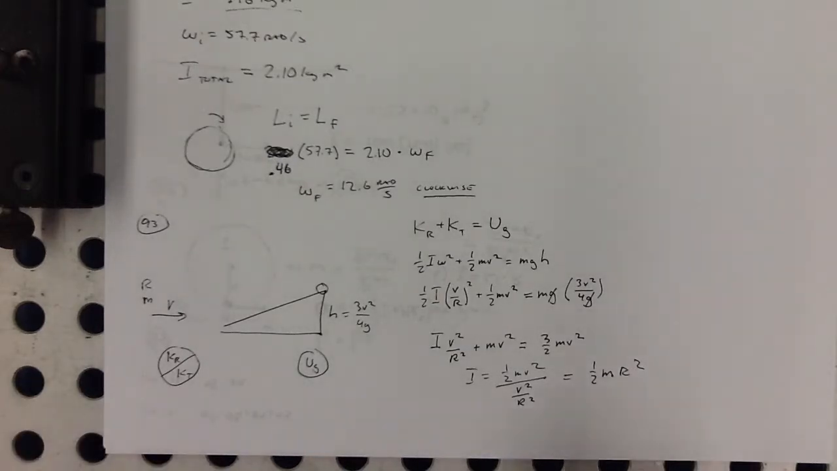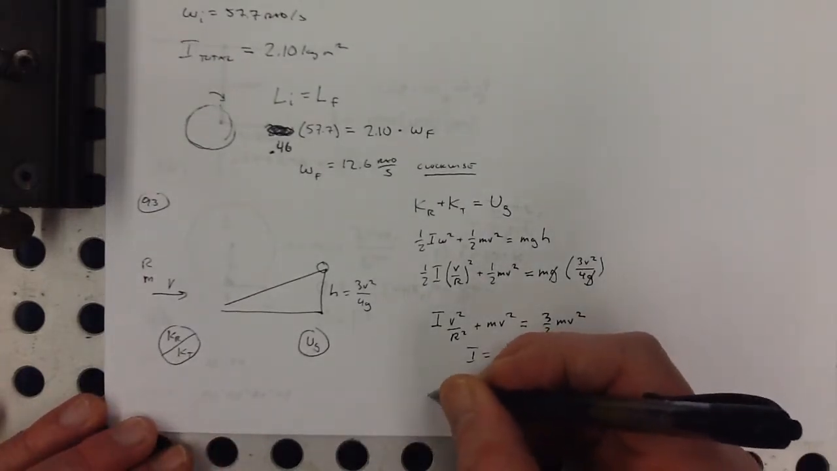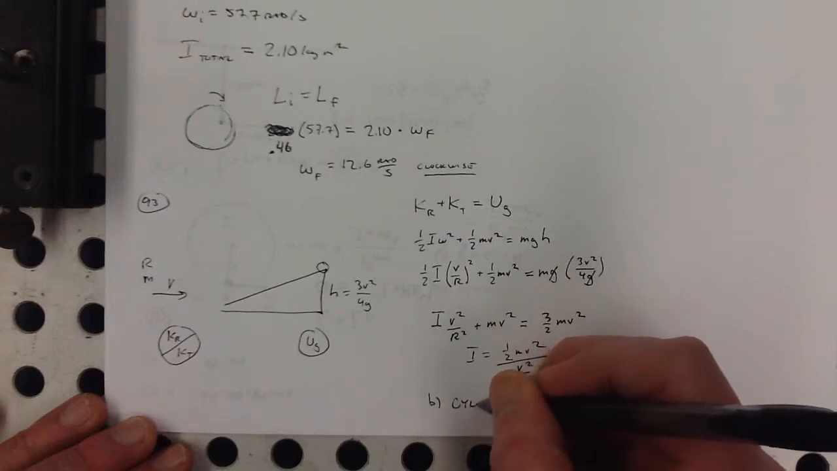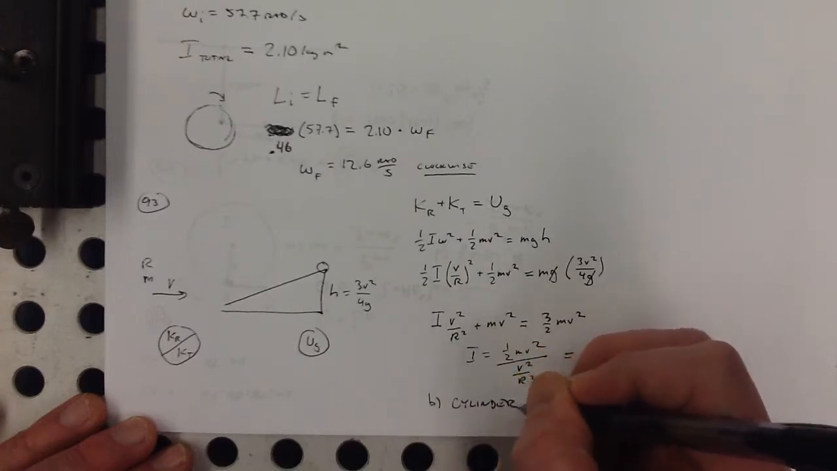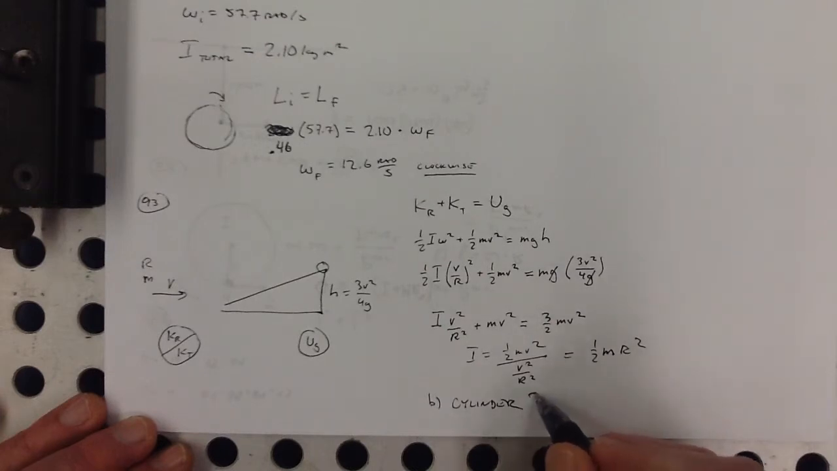And then their follow-up question, part B, is, so what do you think that might be? Well, that's the rotational inertia of a cylinder. So maybe it's a cylinder. Maybe it's not. Maybe it's something else that happens to have this rotational inertia. But it could be a cylinder, right?